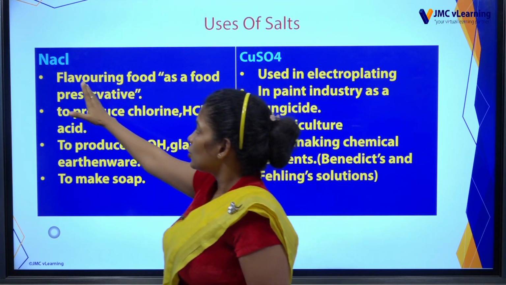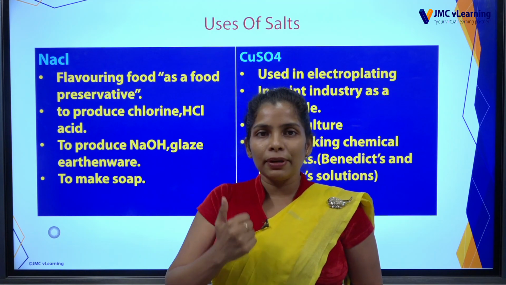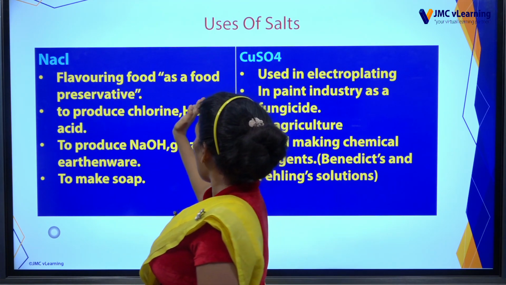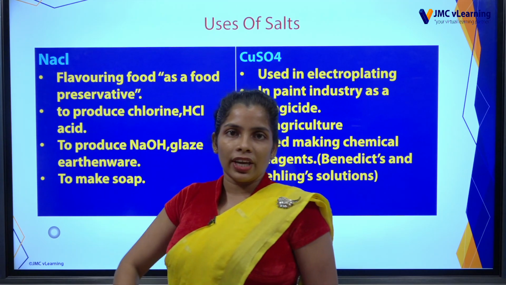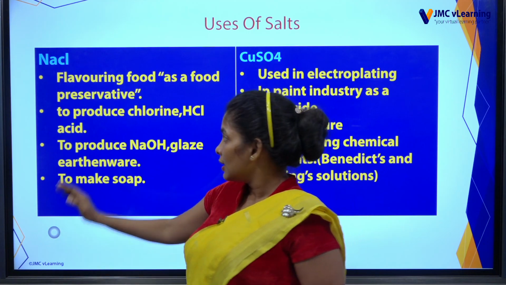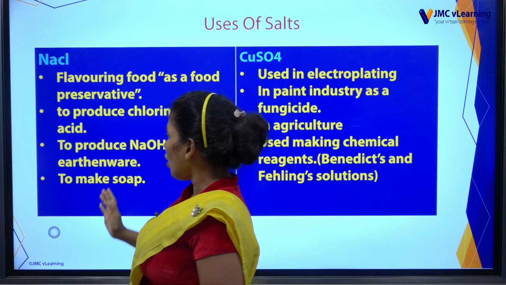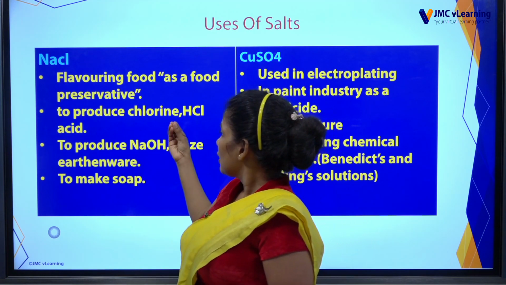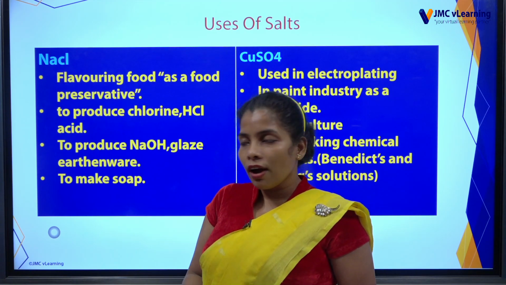First one, sodium chloride, just like table salt. First one, flavoring food and as a food preservative. We can use sodium chloride as a food preservative. Second one, to produce chlorine and hydrochloric acid. To produce what? Chlorine and hydrochloric acid.